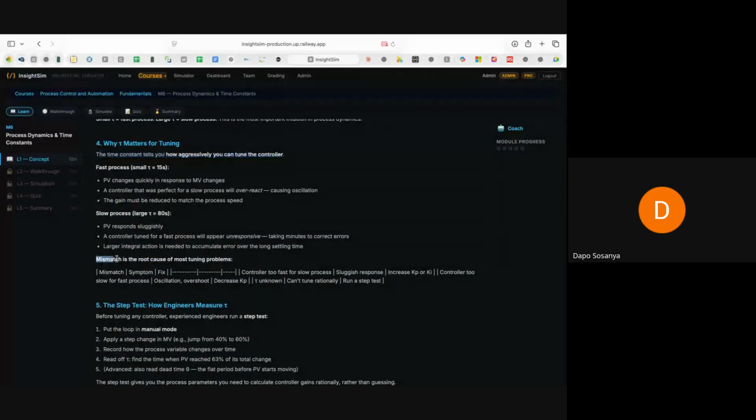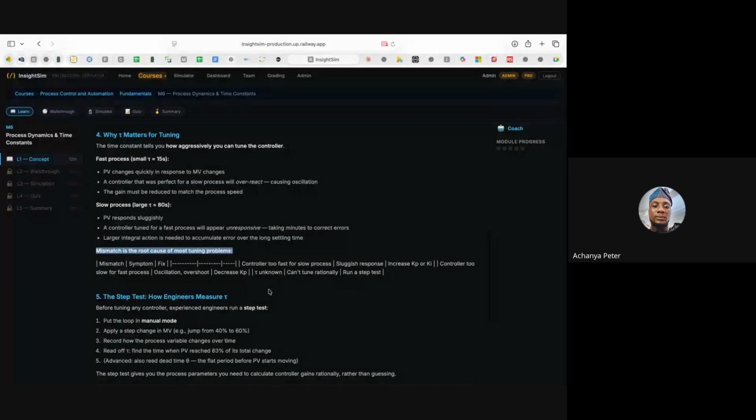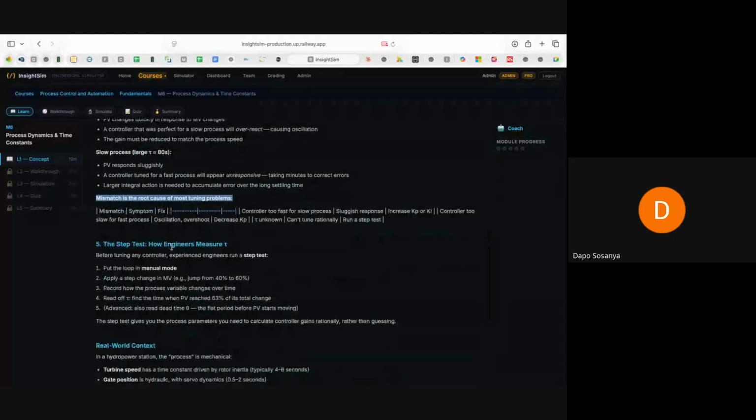Mismatch is the root cause of most tuning problems. Are you following? Before tuning any controller, experienced engineers run a step test. A step test, when we say step, a unit test, I mean you inject an impulse and then you measure the response time.